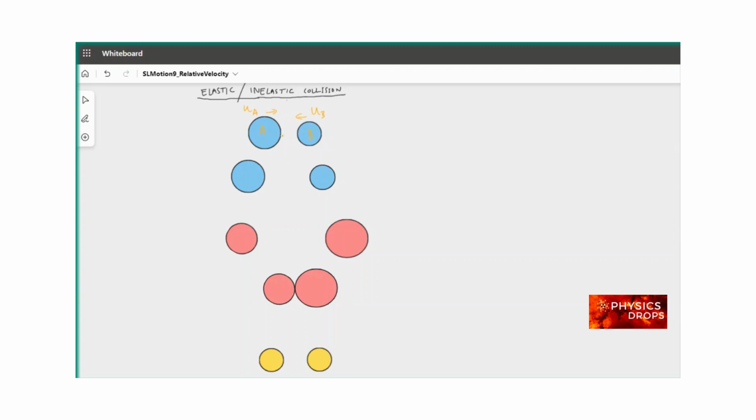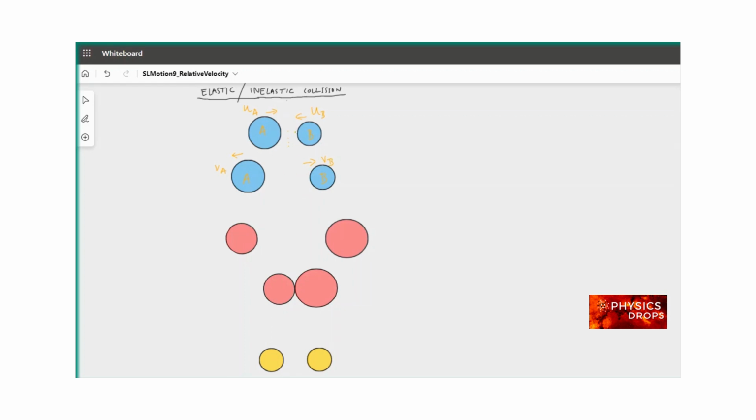They're moving towards each other and then they collide at some point here, and after collision they start moving away from each other. So the velocities after collision, let's call them VA for A and VB for B.